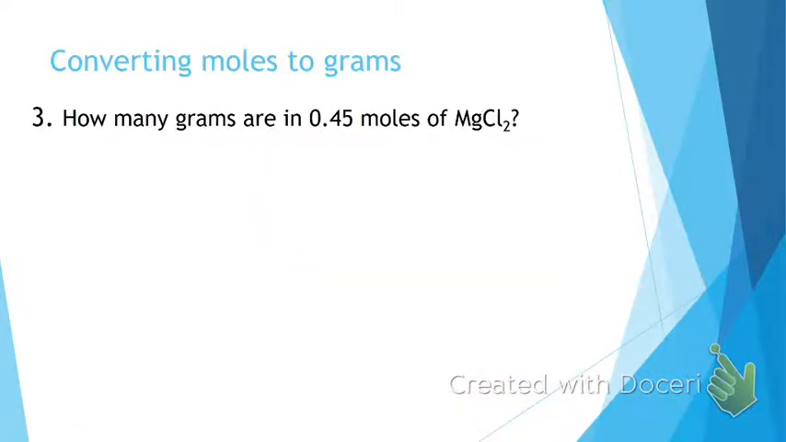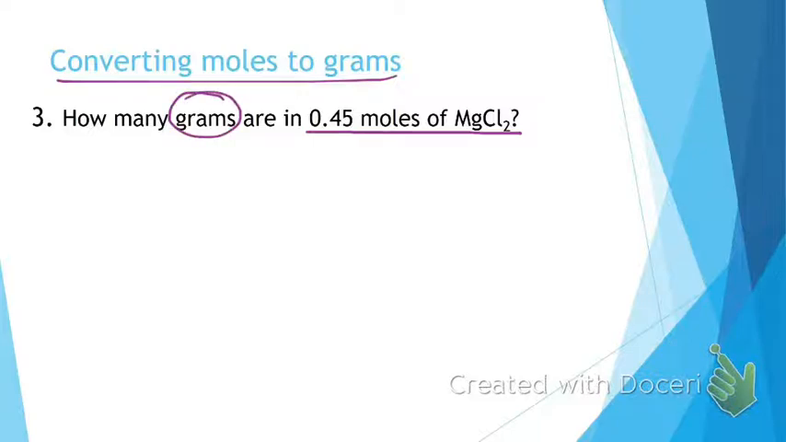My first example is how to convert moles into grams. Notice I'm using compounds that we were just talking about. So I say, how many grams are in 0.45 moles of magnesium chloride, MgCl2? When I see these questions, I like to underline what's given to me. So it's 0.45 moles of MgCl2, and what I'm trying to solve for, I circle.